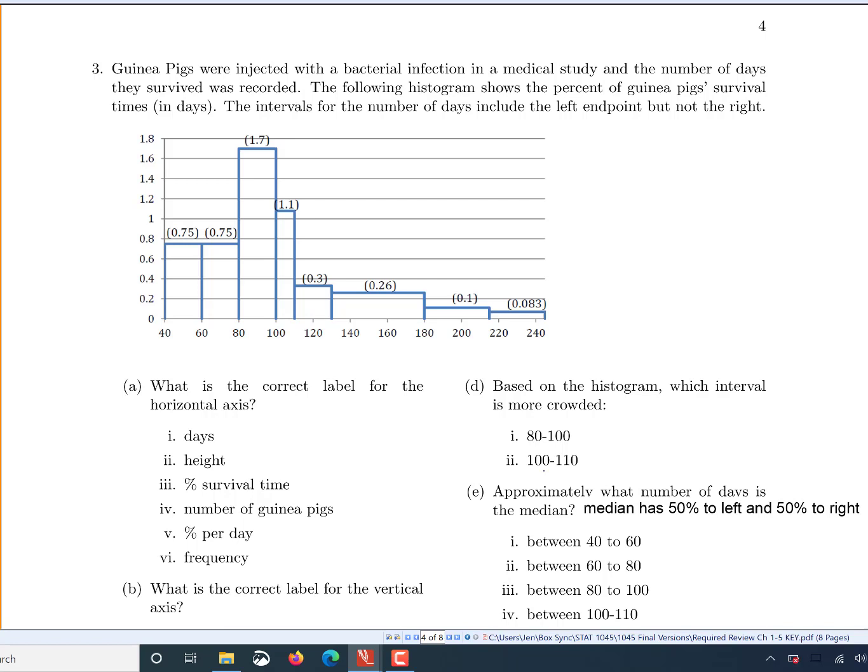So first thing we're going to do is try and label the axes. This is something that will be on the exam. For the horizontal axis, this is the days that they survived. So it's survival time in days, days being the important unit here. So what's the correct label for the horizontal axis? It would be days.